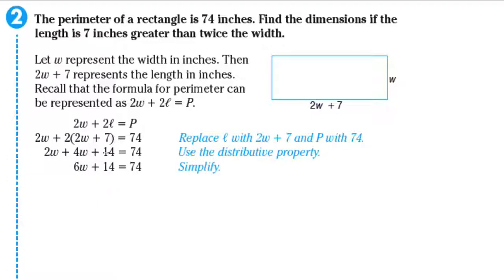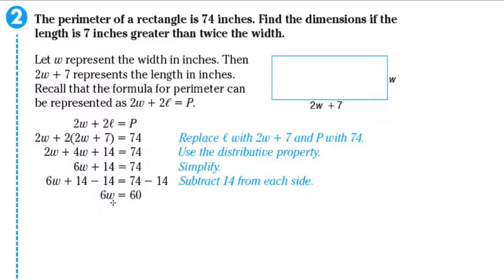Now we have a two-step equation that we can work with. First, we need to undo positive 14 by subtracting 14 from both sides. We have 6W plus 14 minus 14 equals 74 minus 14. And that leaves us with 6W equals 60.